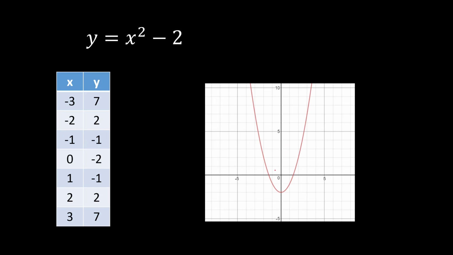Okay, now what about a -2? Well, we can probably conclude that it's going to move it down 2. So let's plug in some points. -3 for x gives you -3 squared, which is 9, minus 2, or 7. -2 squared minus 2 is 2, and so on. So you plug in all these different points, and you get this graph right here. And notice, yes, it moved it down 2 places to right here. So this -2 moved it down 2. Okay, so take note of that pattern. The number outside, the addition or subtraction, is going to move it up or down.